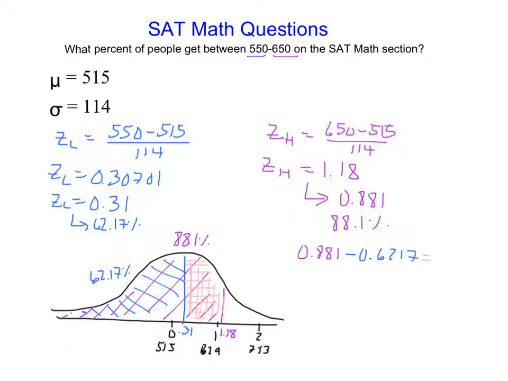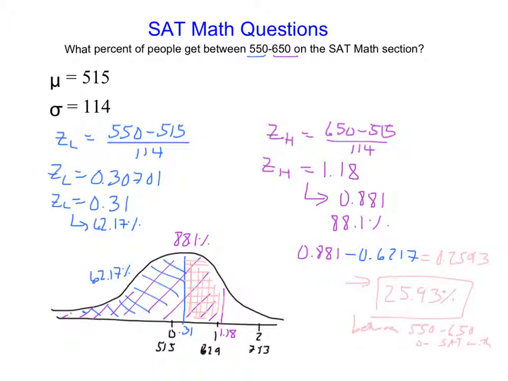It winds up 0.2593. 2593. Or 26% of people get between 550 and 650 on the SAT math.